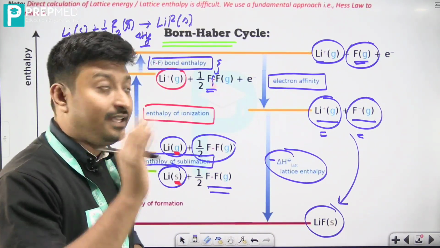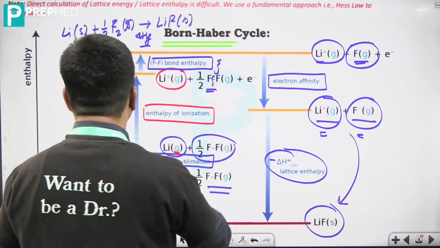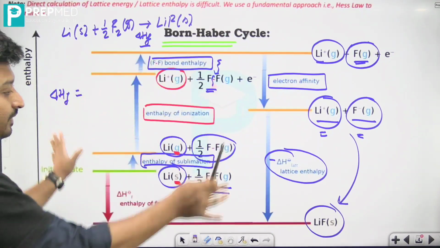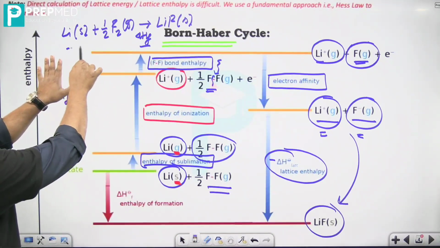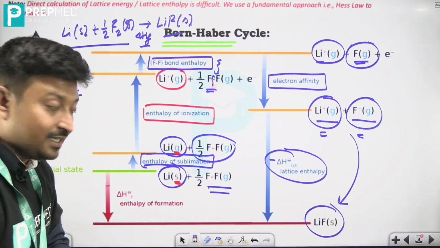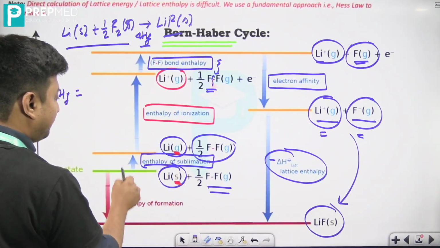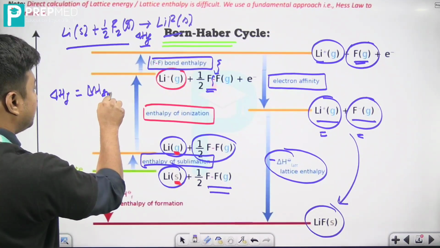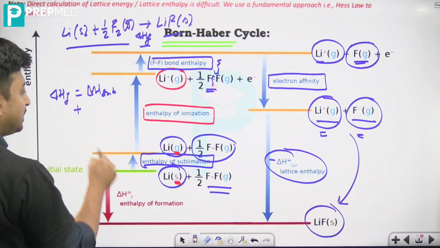और यहाँ से हम लिख सकते हैं, Hess law use करके हम लिख सकते हैं that delta HF of this whole complete reaction, that is the formation of lithium fluoride solid from Li solid and F2, हम यहाँ से लिख सकते हैं delta HF is equal to your delta H sublimation of the first step. उसके बाद क्या है?